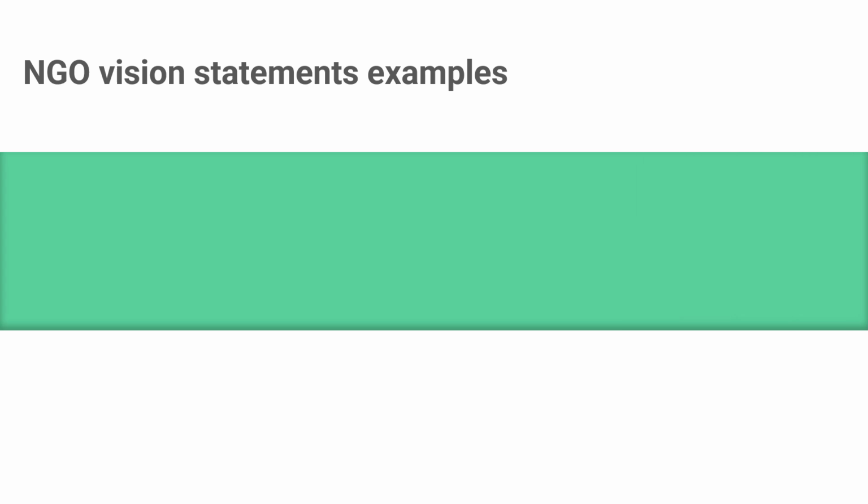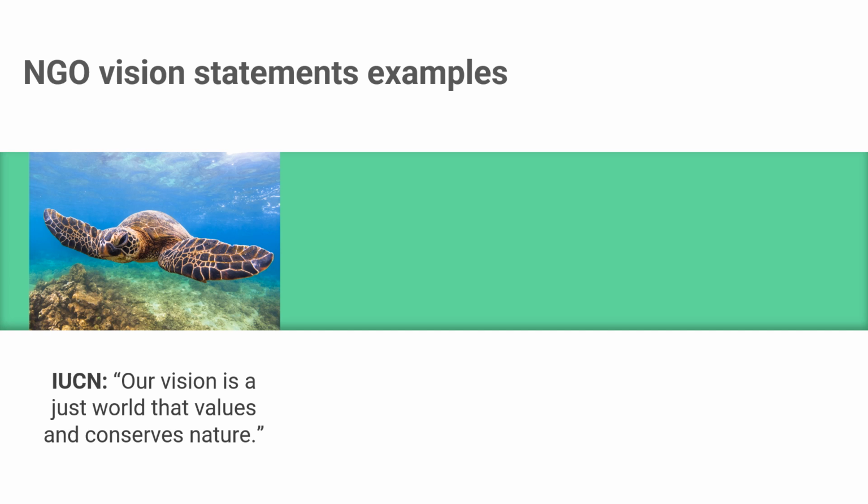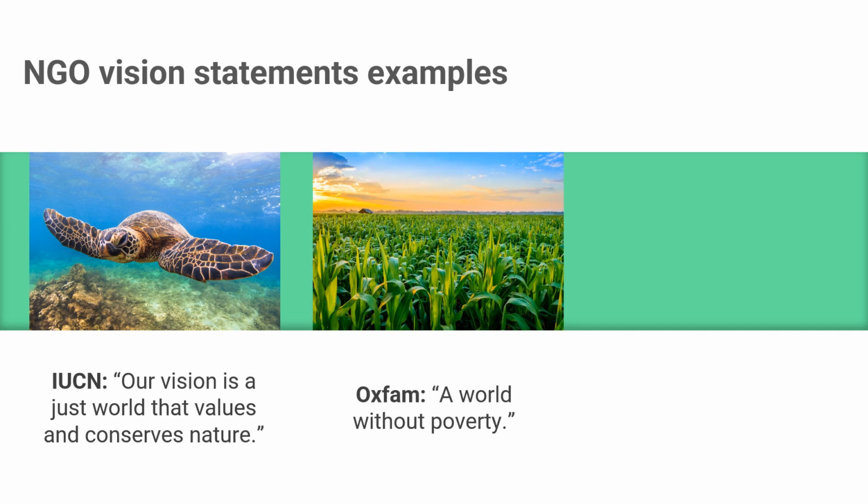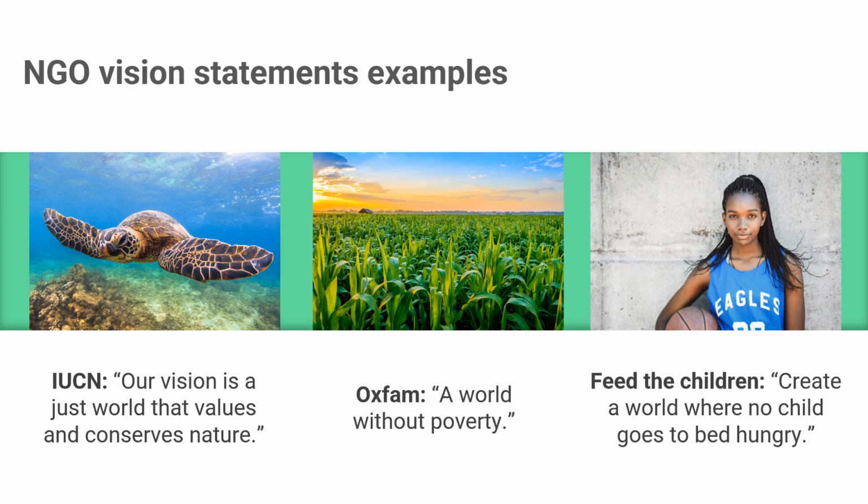Let's look at some examples. Here are some vision statement examples from 3 recognizable NGOs. IUCN. Our vision is a just world that values and conserves nature. Oxfam. A world without poverty. Feed the Children. Create a world where no child goes to bed hungry. These NGOs are well established and likely to have access to considerably more resources than your NGO, at least in the beginning. But your vision need not be any less ambitious and is certainly not any less applicable.